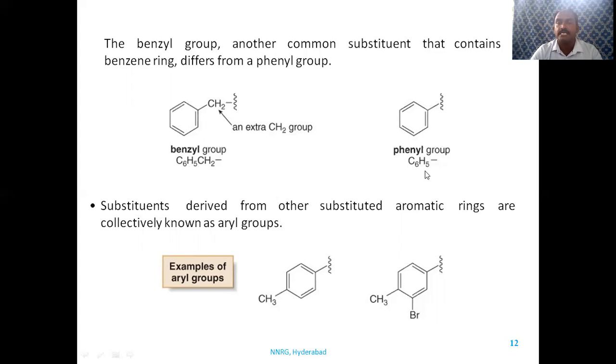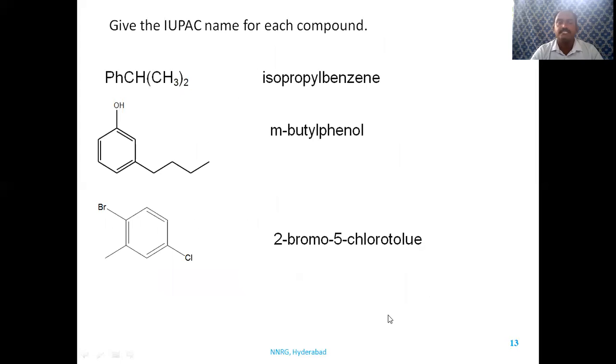So you need to remember C6H5 is nothing but phenyl, C6H5CH2 is benzyl, and C6H5C=O is called benzoyl. Substituents derived from other substituted aromatic rings are also called aryl groups. So this part we call an aryl group, a tolyl group, or this part we call aryl groups. If you take the IUPAC names of these molecules, we'll try to solve some questions here.